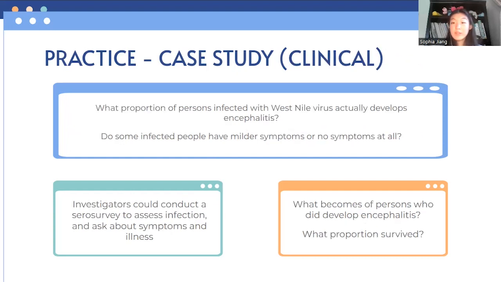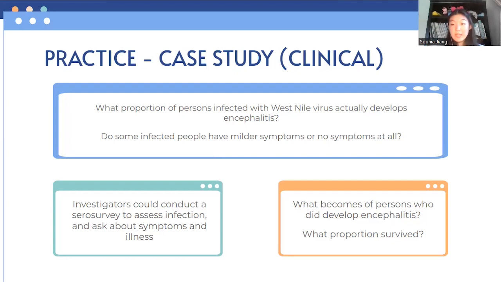So for the clinical one, there are also a bunch of data that the short blurb that we got didn't cover. Stuff such as symptoms or what percentage or portion of people infected with the virus actually develop encephalitis. Like, do some people have milder symptoms? Do they have no symptoms at all? Are they asymptomatic?